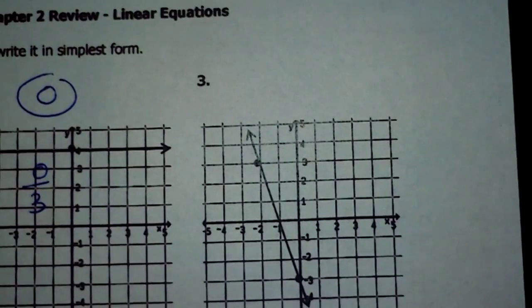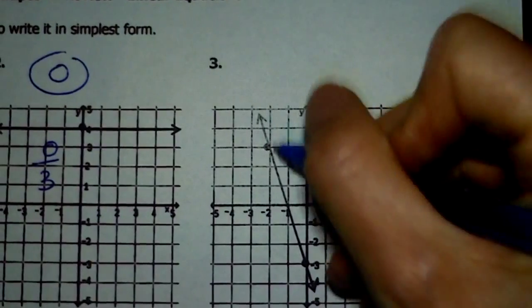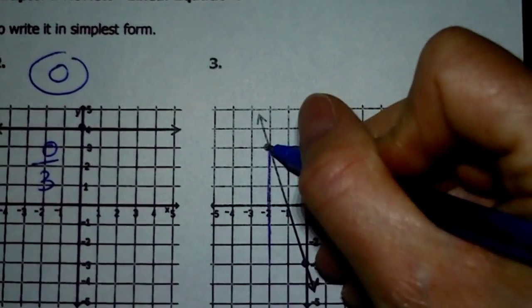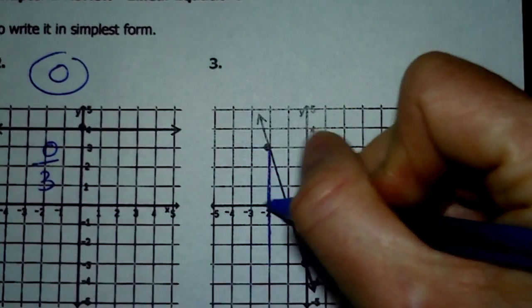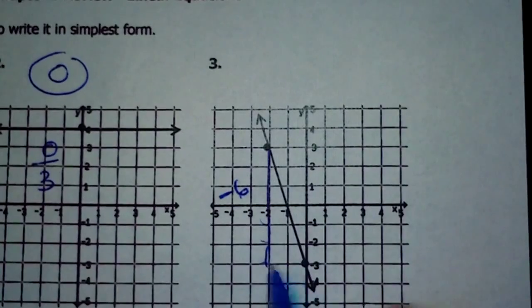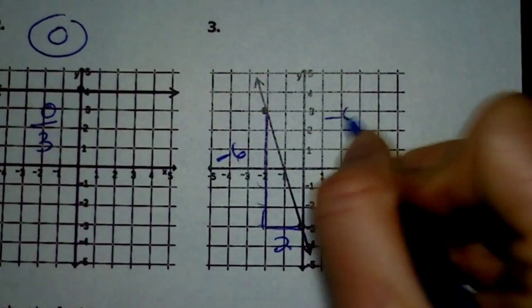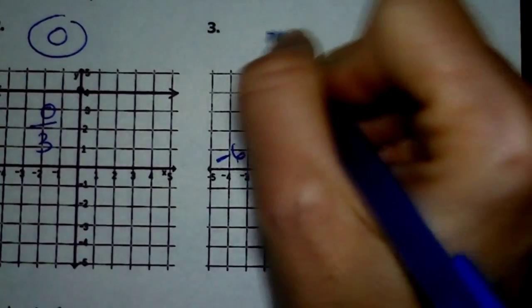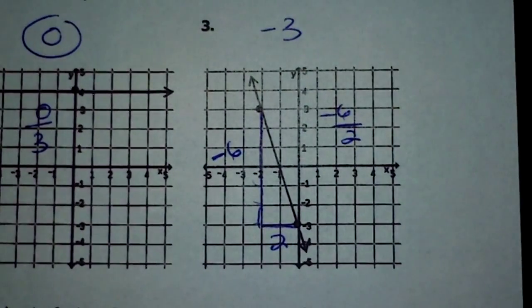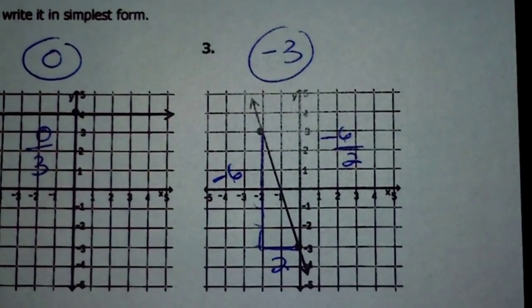For number 3, you can either go down and right or up and left. I'll go down and right. It doesn't matter. For this one, it looks like we have to go down 1, 2, 3, 4, 5, 6, which would make it a -6. And right 2, so that would be a +2. And a -6 over a +2 simplifies to -3. If you did put a -3 over 1, that would also be fine because you're writing your answer as a ratio. It's all good. So hopefully so far so good.